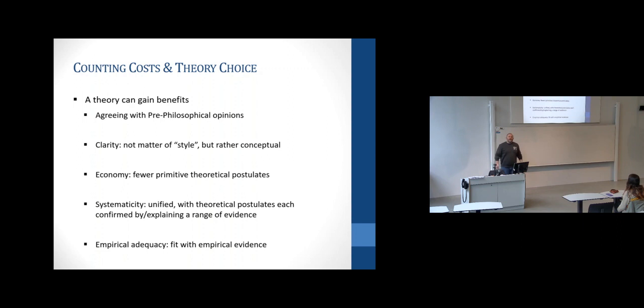Systematicity, you have a unified explanation for various things. And the last one comes up a little bit less in philosophy, but it's also there. Empirical adequacy fits with empirical evidence. Yeah. What do you mean with primitive theoretical postulates?